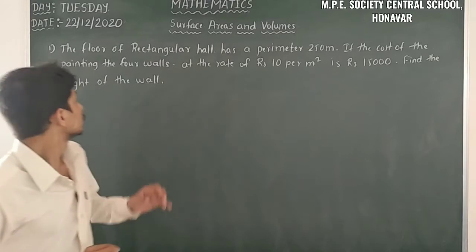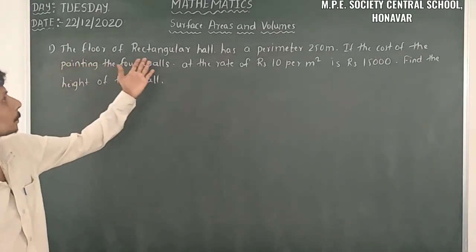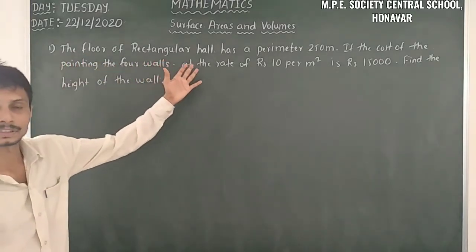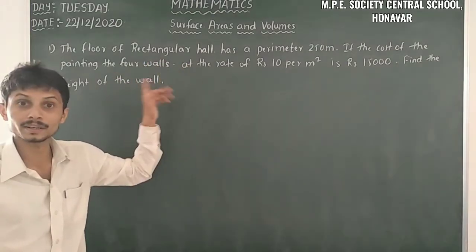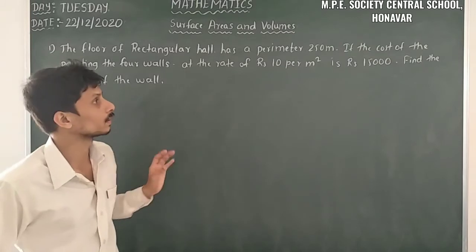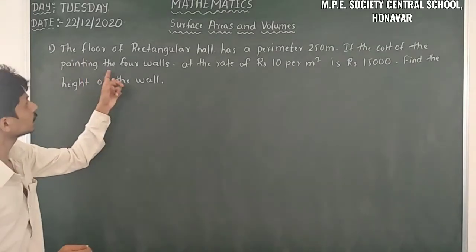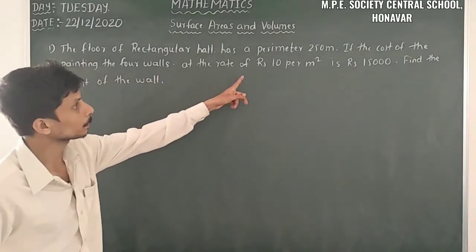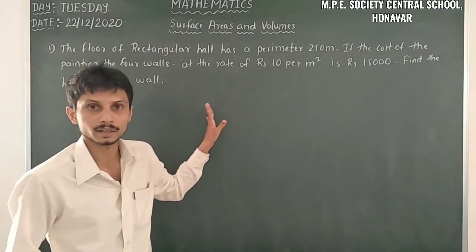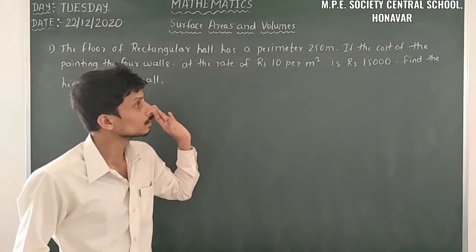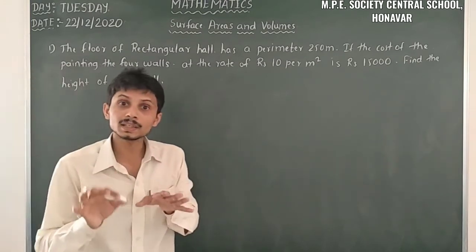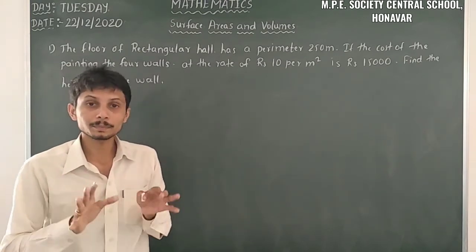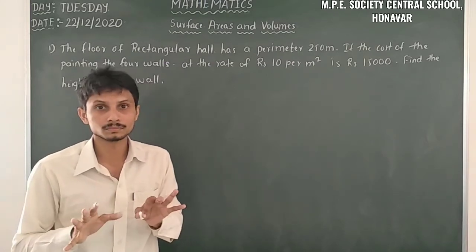Here we have the floor of a rectangular hall. The floor of the rectangular hall has a perimeter of 250 meters. The perimeter is given. If the cost of painting the four walls at the rate of rupees 10 per meter square is rupees 15,000, find the height of the wall. You have to find the height of the wall here, that means the value of h is unknown.